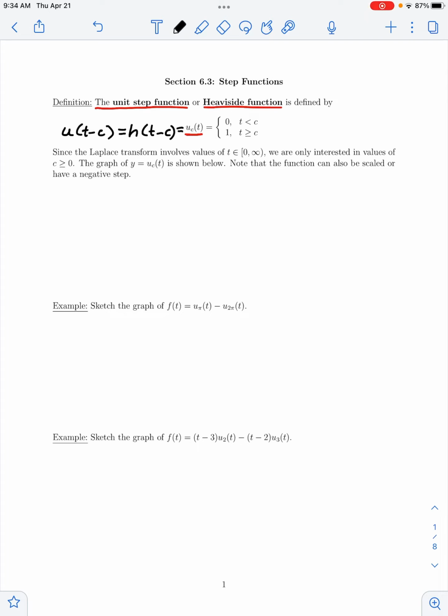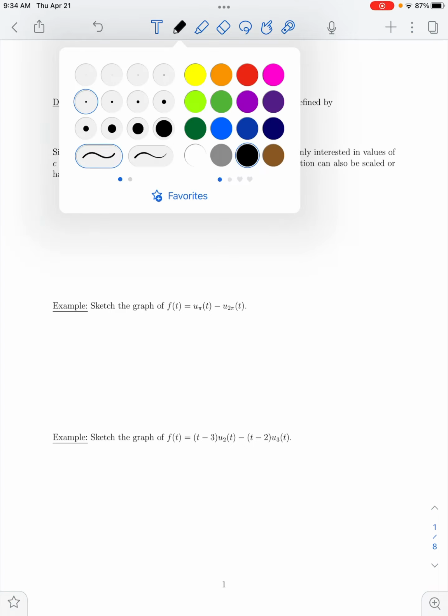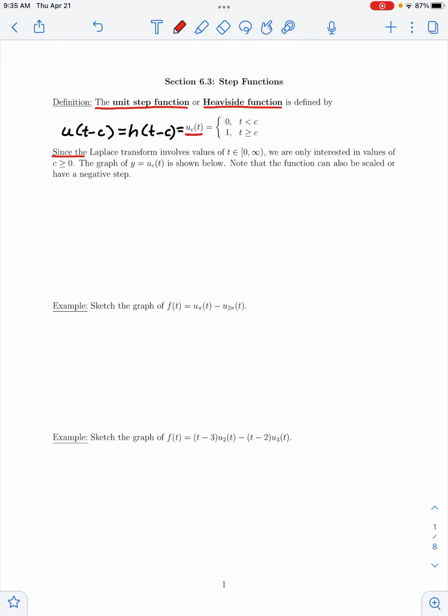And let's see how it's defined. So it is defined as 0 for all t less than c, and 1 for all t greater than or equal to c. So at the time c, we have a jump discontinuity, or a step, of 1 unit, hence the unit step function. Now for our course, since the Laplace transform involves values of t which are non-negative, we are only going to be interested in values of c which are non-negative.